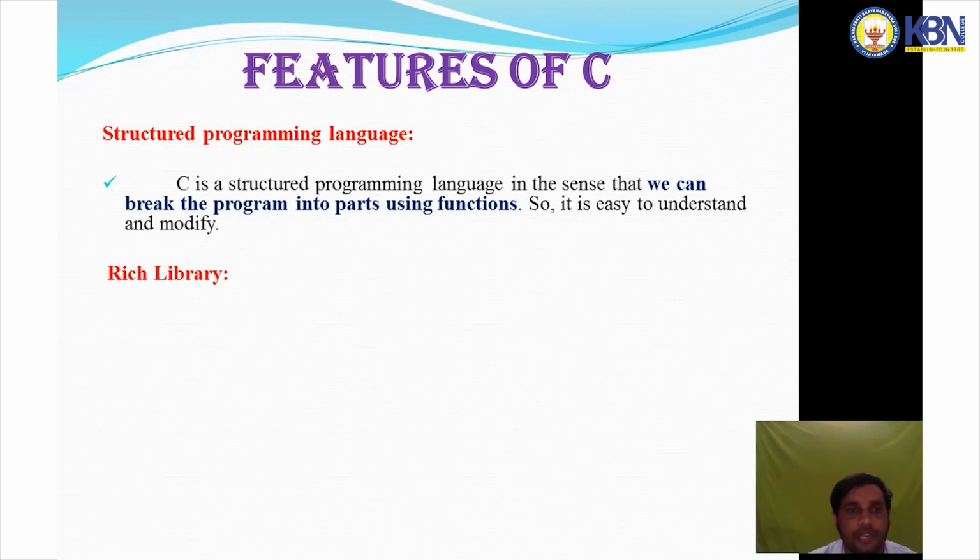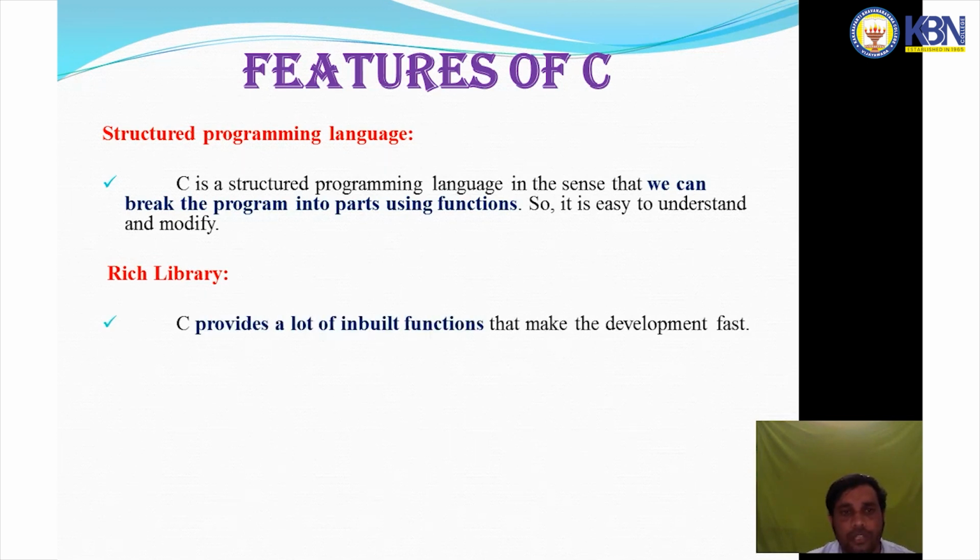The next one is rich libraries. A number of library functions can be utilized in the structure of the programming language. These library functions can be built or developed very fast.